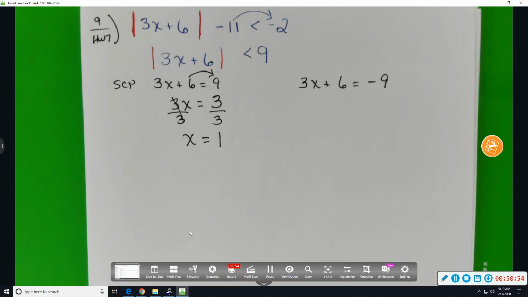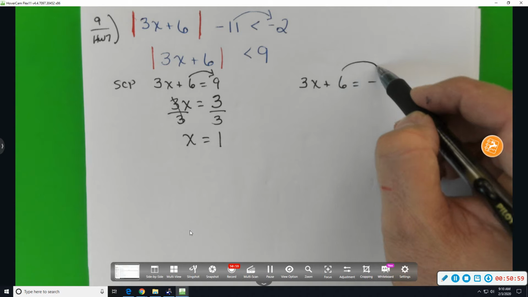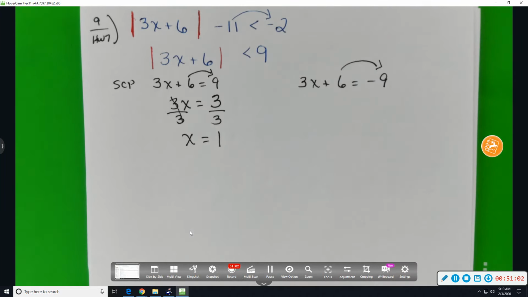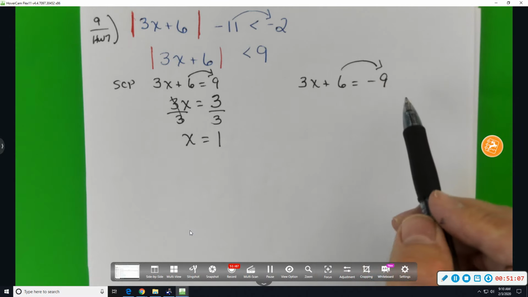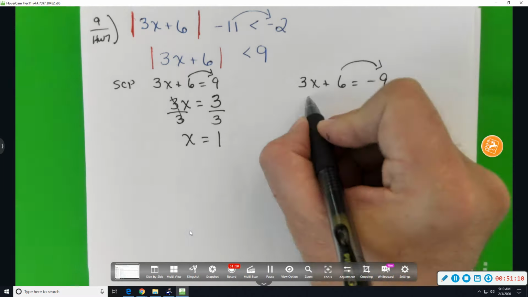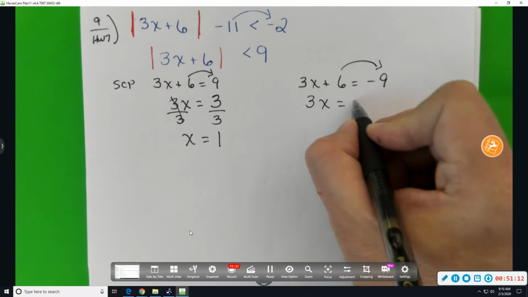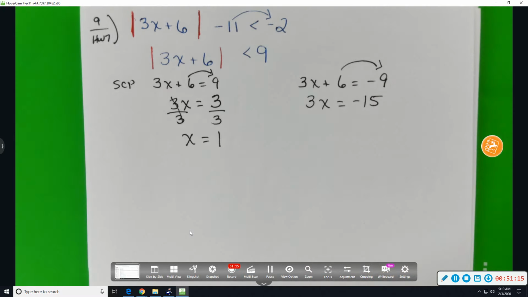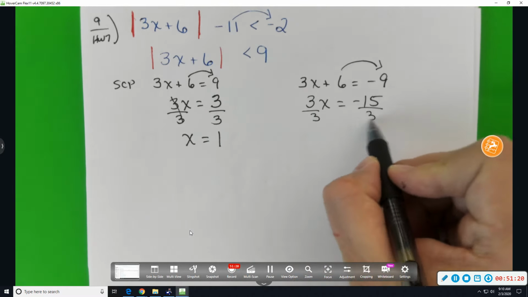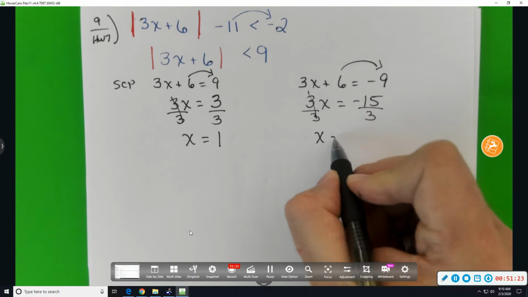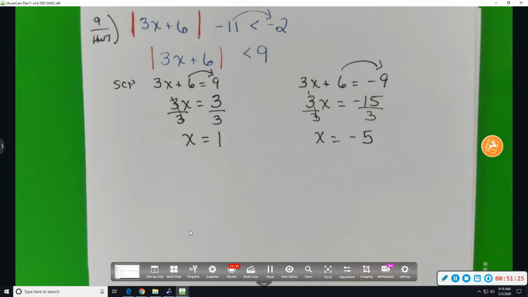And what about the other one? I'll move the 6 over. So we have negative 9 and a minus 6. Is that a negative 15? And then divide by 3. Am I getting a negative 5? Do y'all agree with 1 and negative 5 for the cut points?